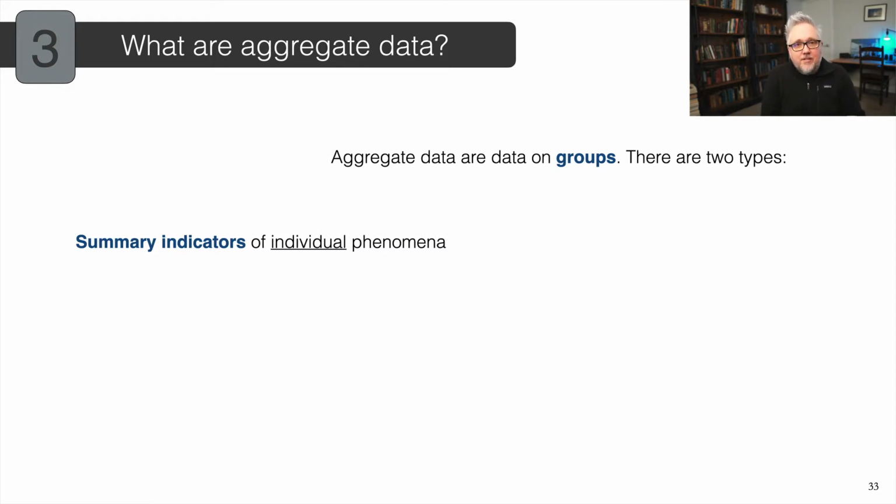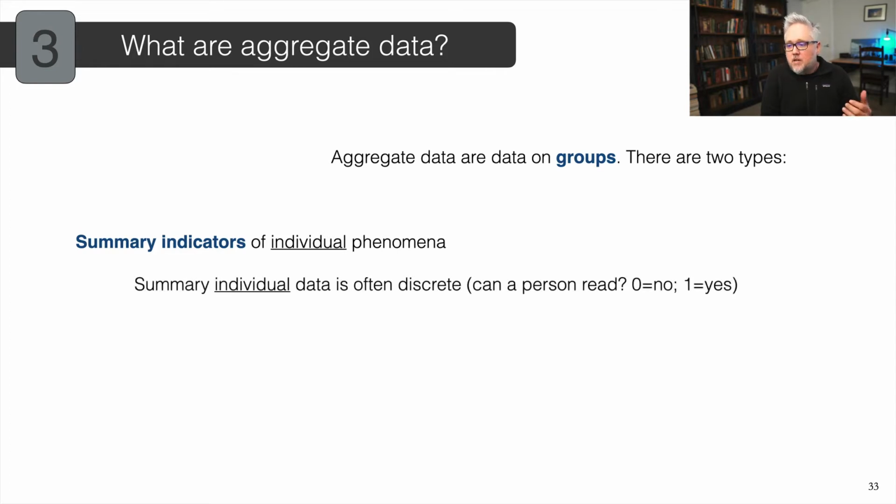There's summary indicators of individual phenomena. So this is often discrete. Can a person read? Yes or no. How old is a particular individual? Are they 23? Are they 14? Are they 85? These are specific point values or dichotomous variables for a 0 or 1. Are they in a particular summary group? Are they in a demographic group? Are they in a socioeconomic group? What career are they in? This is information about an individual.